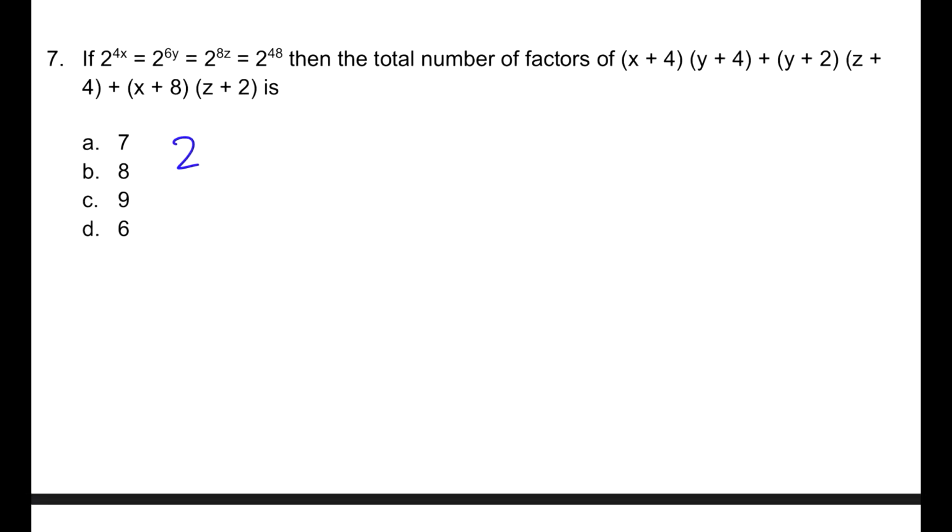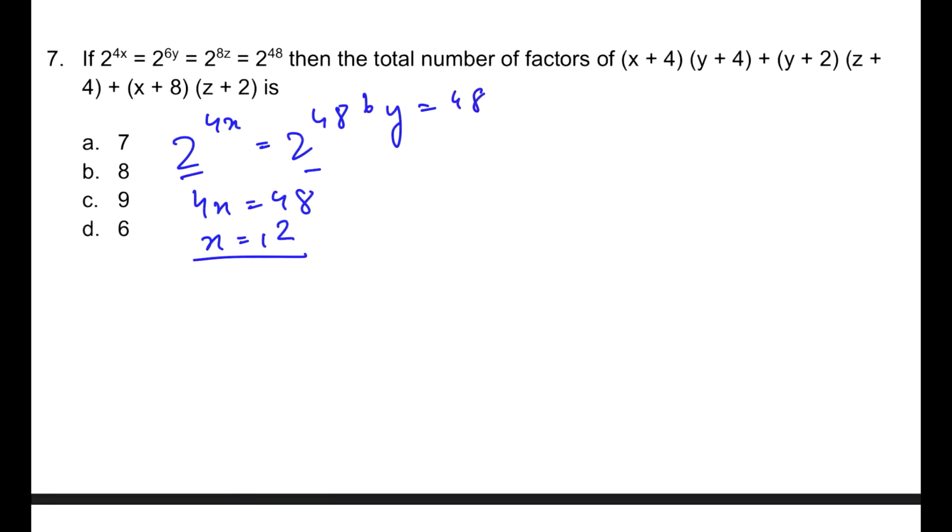The only part which you have to focus on in this question is that the powers are going to be same because the bases are same. So 4x is equals to 48, so my x will come out to be as 12. Similarly, what will my y be? 6y is equals to 48. Okay, that is what I understand over here. So y will come out to be how much? 8 for me. Now y is equals to 8 for me and z is equals to 6 for me because 8z is equals to 48. So on dividing, I get this value.